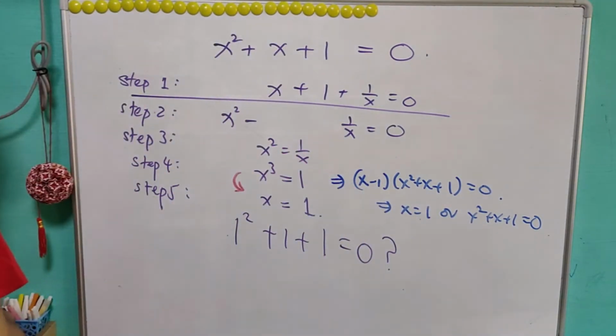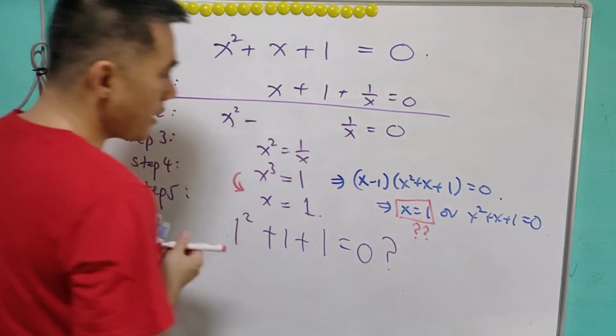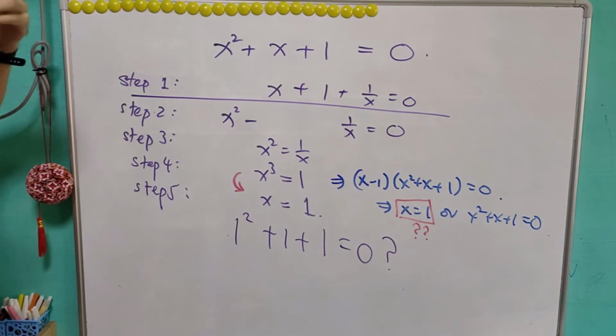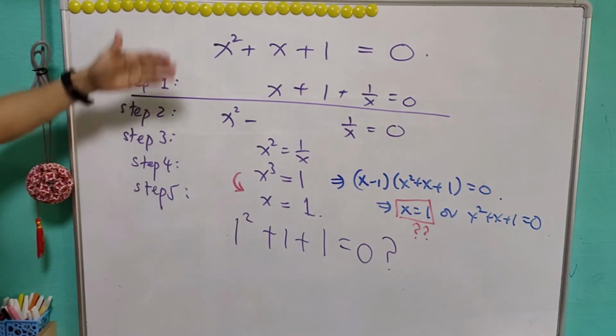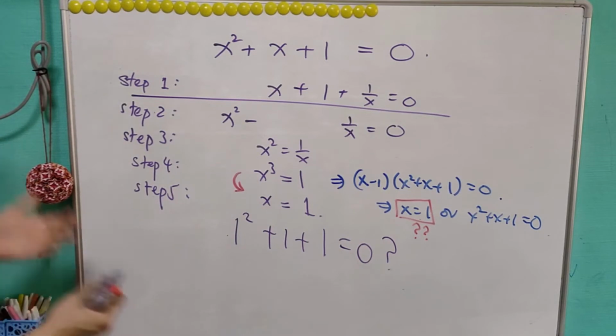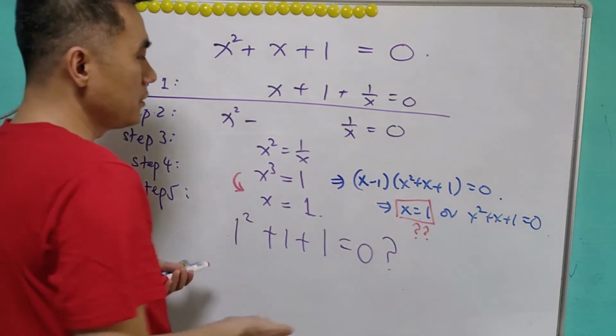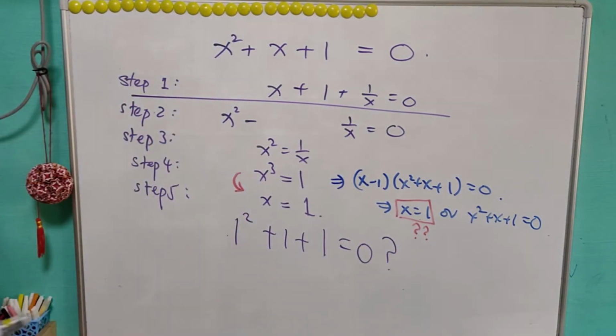Now, there's another question that arises. Why do we get this extra x equals 1? Why do we get this x equals 1 after the whole process? So this is like a magic trick in mathematics. After some modification, we suddenly obtain a new answer. It is not difficult to answer this question.